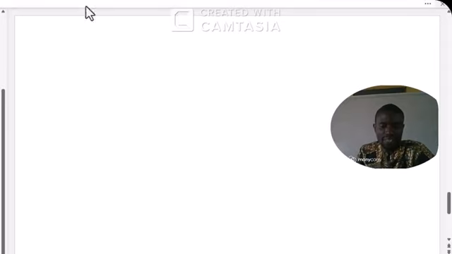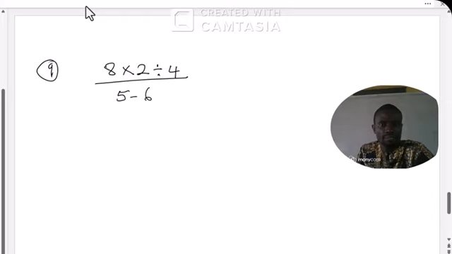One more on that. That's number 9. 8 times 2 divided by 4, all over 5 minus 6 plus 7. So apply BODMAS on the operations on the numerator, and also the operations on the denominator.